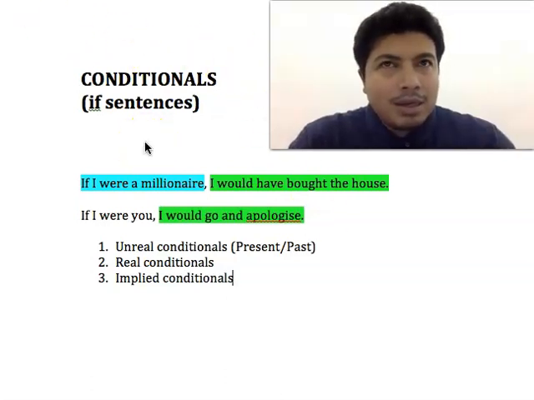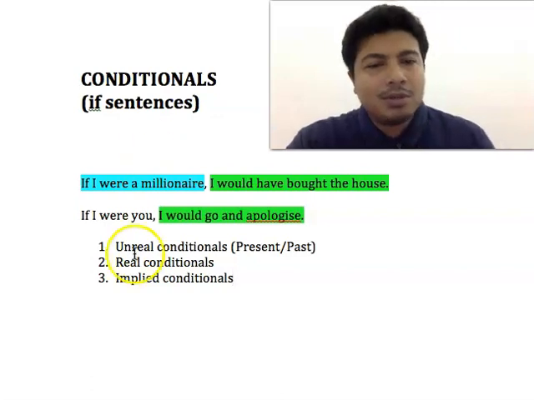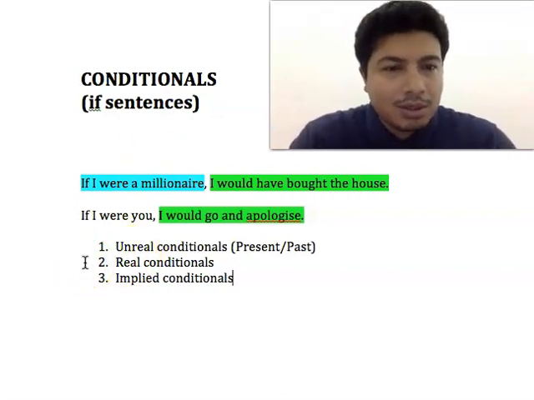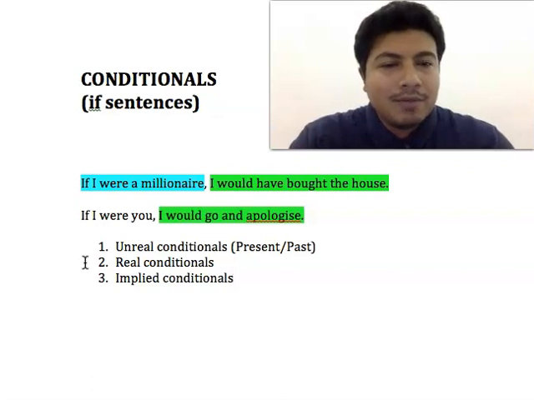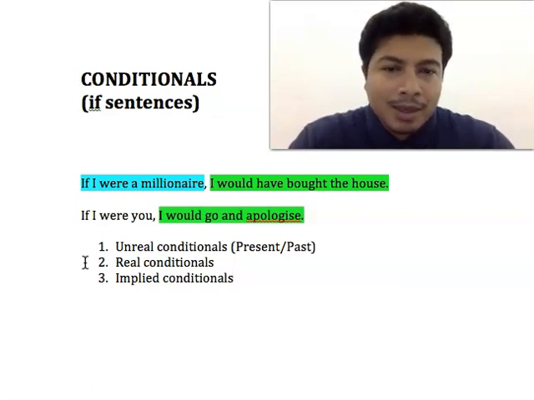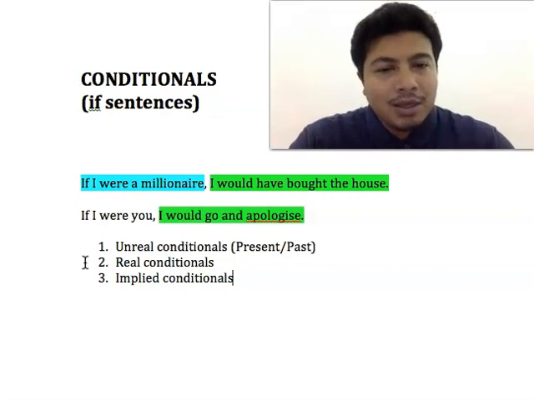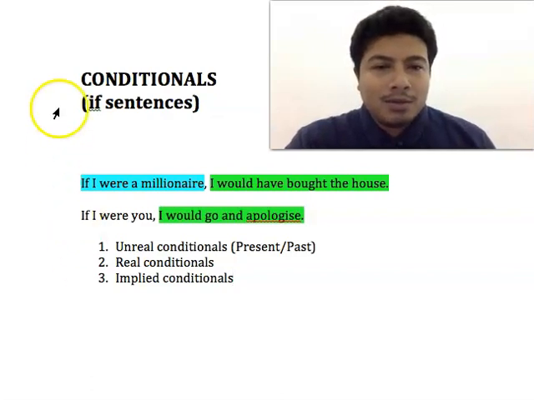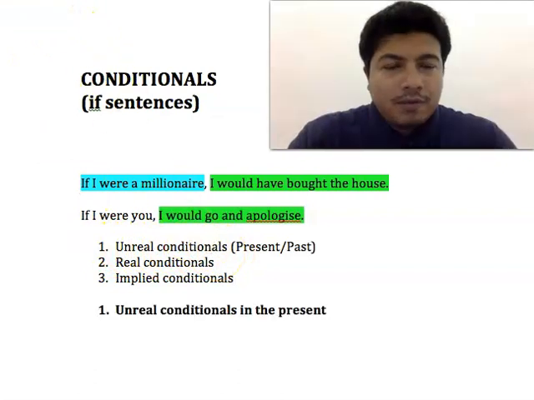In some other lessons, you might also see the different types of conditionals with different names, like zero conditional, first, second, third, and fourth conditional. But in this lesson, we are going to refer to those different types of conditionals as unreal conditionals in the present, unreal conditionals in the past, real conditionals, and also implied conditionals. So let us go into the details of the different types of conditionals. First, we are going to talk about unreal conditionals in the present.